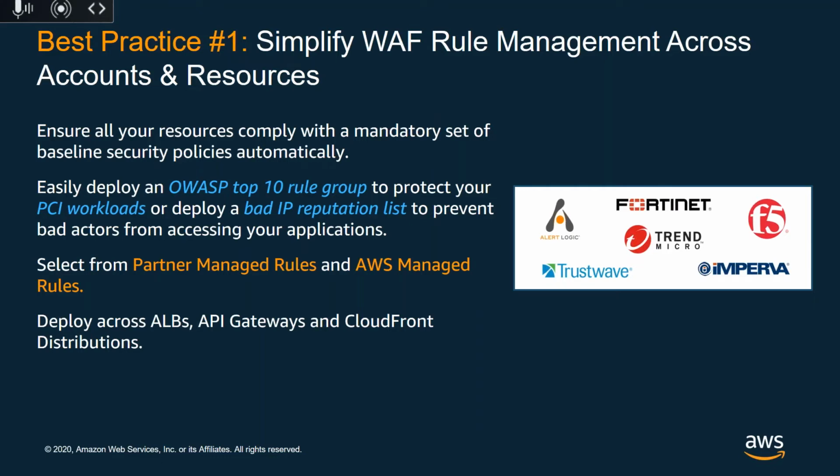For example, if you wanted to make sure that all of your applications had an OWASP top 10 rule group to protect your PCI workloads, or if you wanted to deploy a bad IP reputation list to prevent bad actors from accessing your applications, you can ensure that these rules were applied to all accounts.